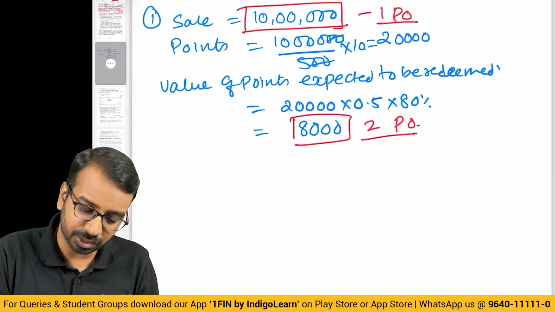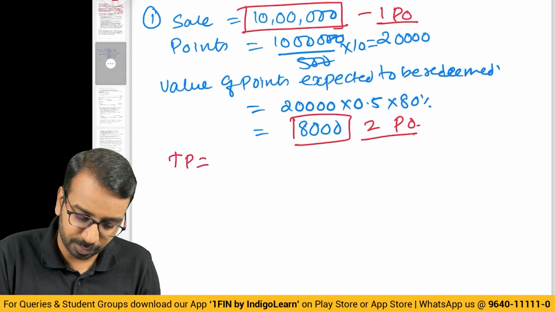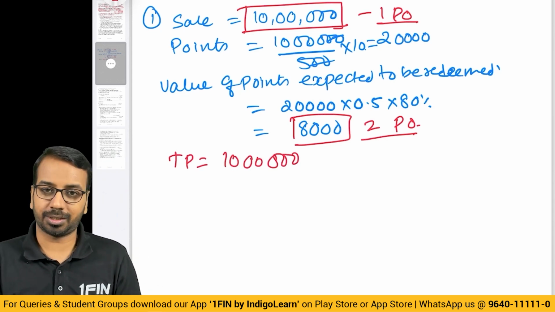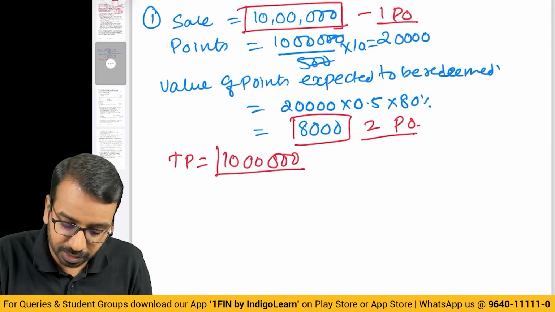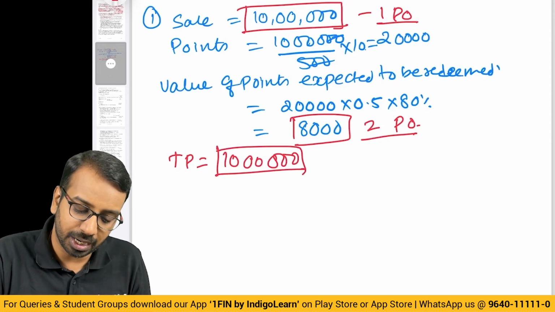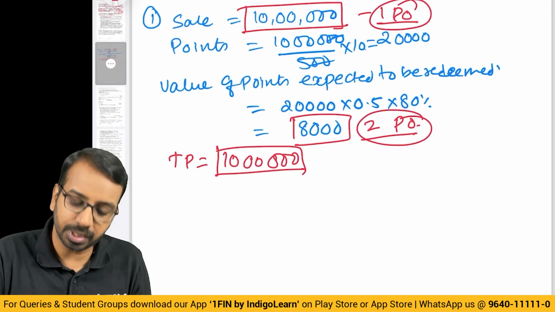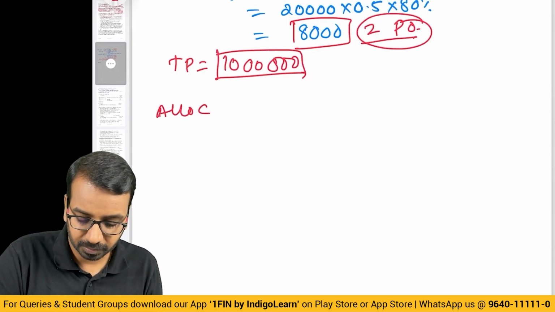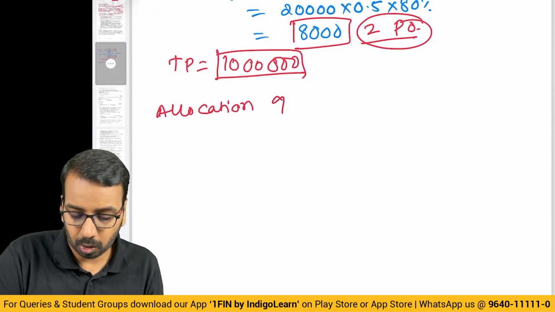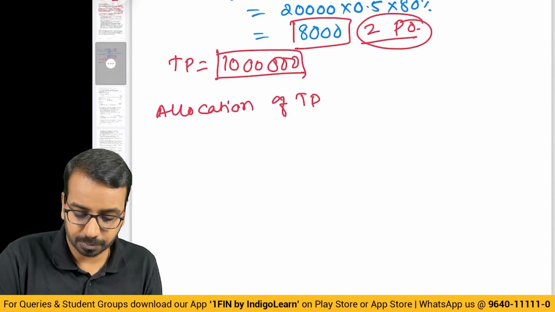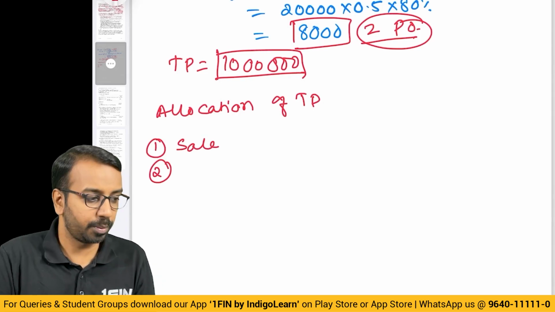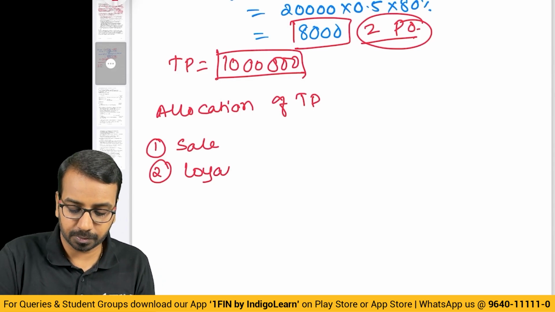And what is the transaction price? Transaction price will remain 10 lakhs because that is the consideration we have charged from the customer. Now this 10 lakhs of transaction price will be allocated against the two performance obligations. So let us do the allocation. Allocation of transaction price. First performance obligation is sale, second performance obligation is loyalty points.